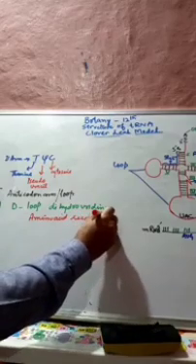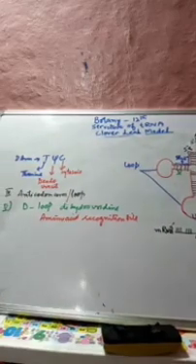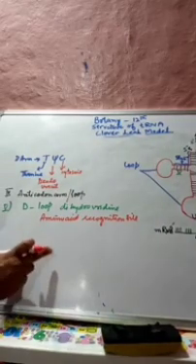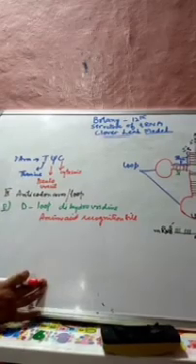amino acid recognition site. It helps in the amino acid recognition site. Then this amino acid is attached at the 3' end of this RNA.